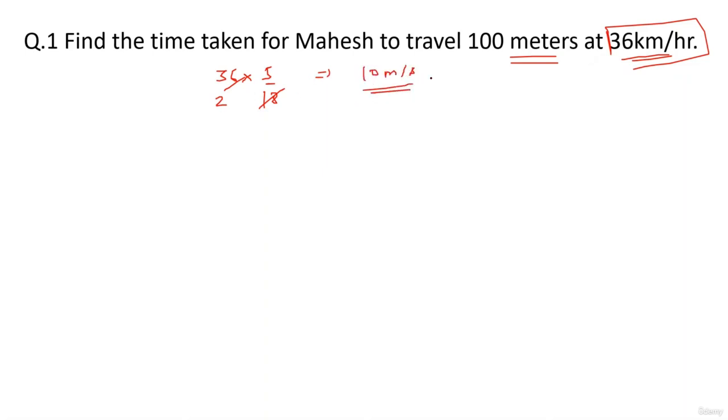Okay, the speed is equal to distance upon time. So speed is 10 meters per second, distance is 100. Time we are supposed to find out, I take it as t. Cross multiply, you will get time as 10 seconds.